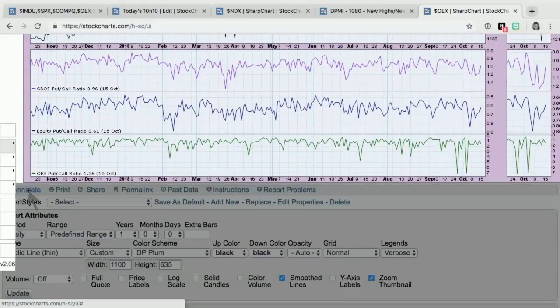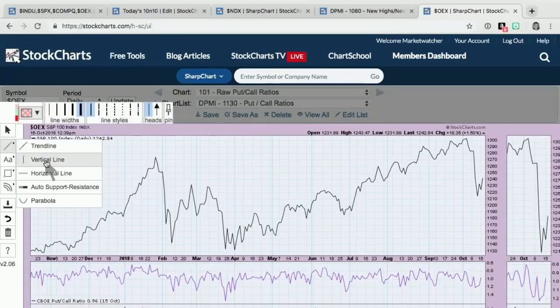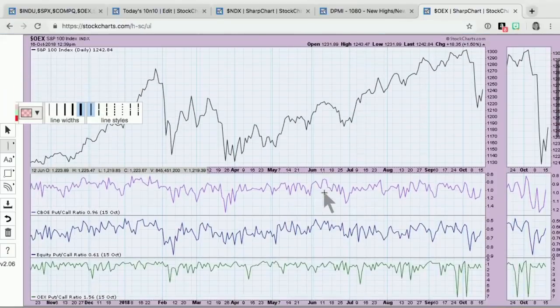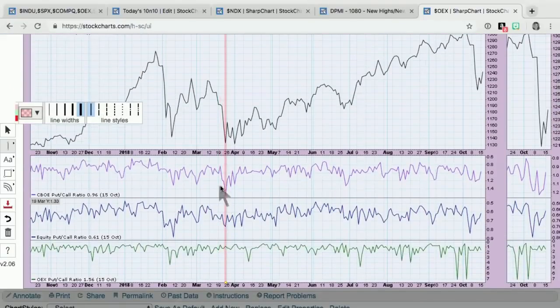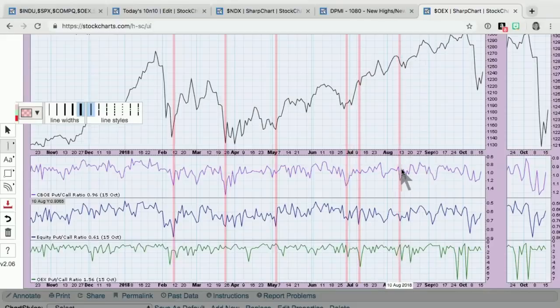So what is this one telling us just based on that? I'm just going to use these vertical lines. And where are some that stick out to me? I'm going to look at the first two panes, because the third one doesn't always, the OEX put call ratio doesn't always match up. And the reason for this, from what I'm just gathering from the people I have talked to, is that it is related to hedging, that a lot of times people use the OEX put calls for hedging, not necessarily for how they feel about the market right now.